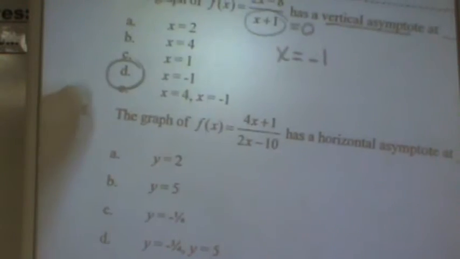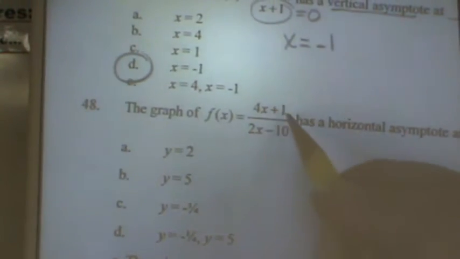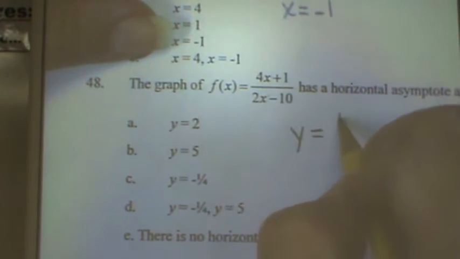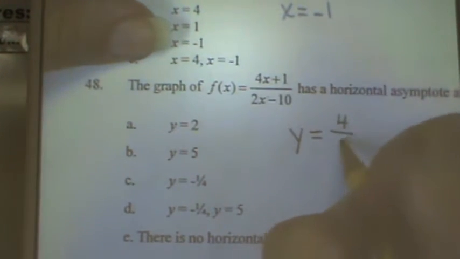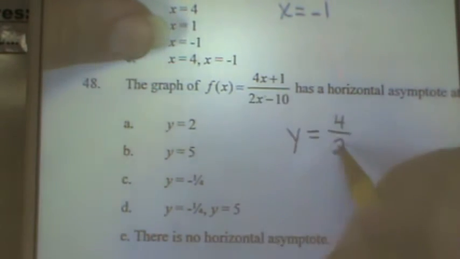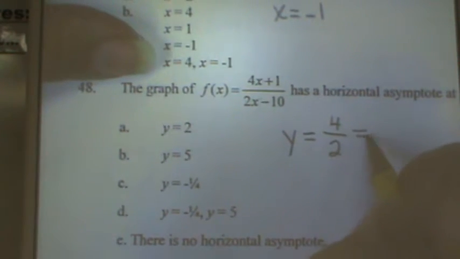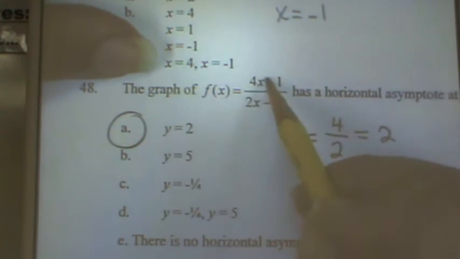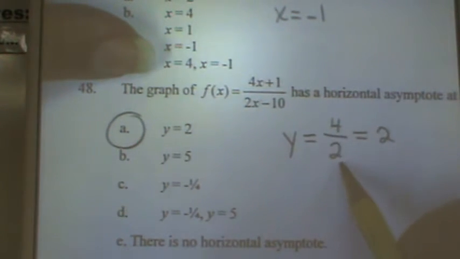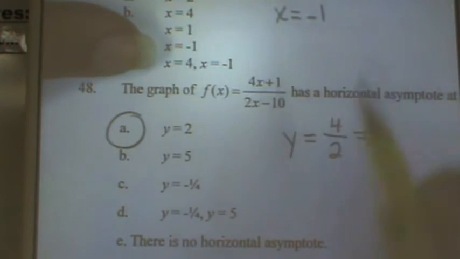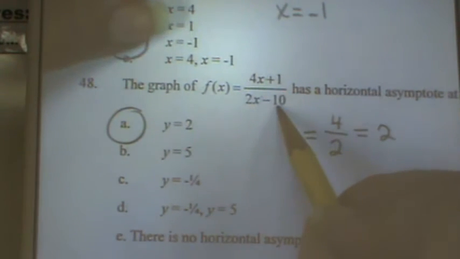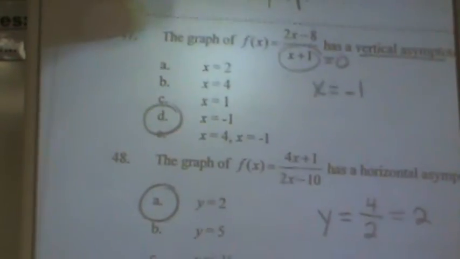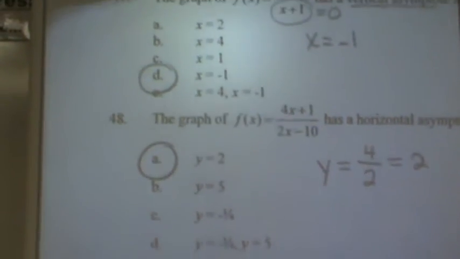For 48, if the degrees of the numerator and denominator are the same, you take the leading coefficient of the numerator, which is 4, over the leading coefficient of the denominator, which is 2. 4 over 2 is 2. That's if the degrees are the same. You take the leading coefficient of the numerator over the leading coefficient of the denominator. If it were bottom heavy, y equals 0 would be your asymptote. If it's top heavy, there would be no horizontal asymptote.